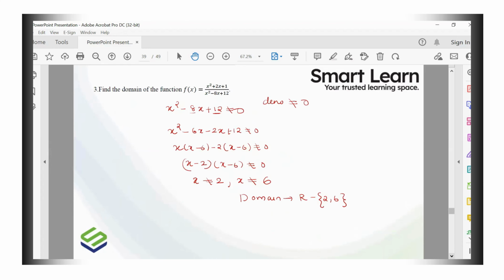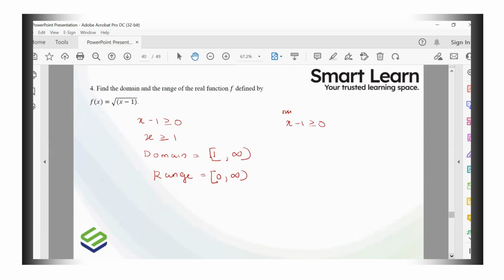Now, this question. So I told you this is a rational function, correct? Rational function. So the denominator can never be 0. So x square minus 8x plus 12 is not equal to 0. Then I have to split the middle term to find x. So when you split this, you will get x as 2 and 6. So our domain will be the set of R minus 2 and 6.